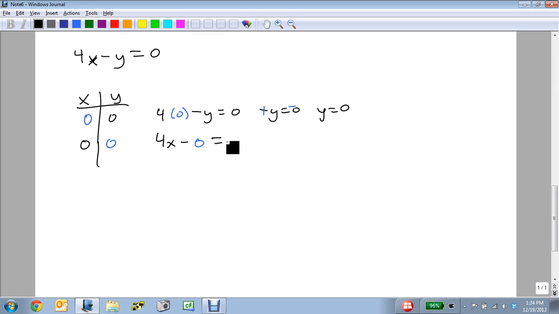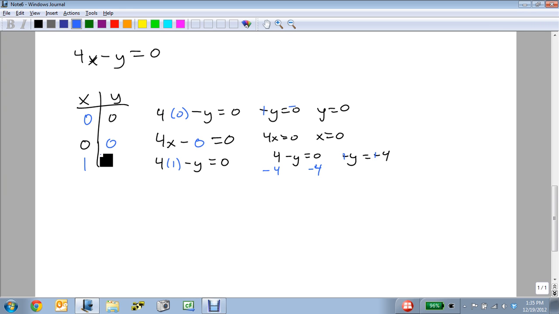And since I've only got 1 point, then I need to come up with another one. So I'm going to pick a value for x, let's say 1, just to get an extra point. So 4 times 1, and I'm picking the x because it's the bigger of the two. That gives me 4 minus y equals 0. Subtract 4 from both sides. Minus y equals minus 4, and when we change both signs, we know that we get 4 is our output. So the 2 points that I'm going to use are 0, 0, and 1, 4.